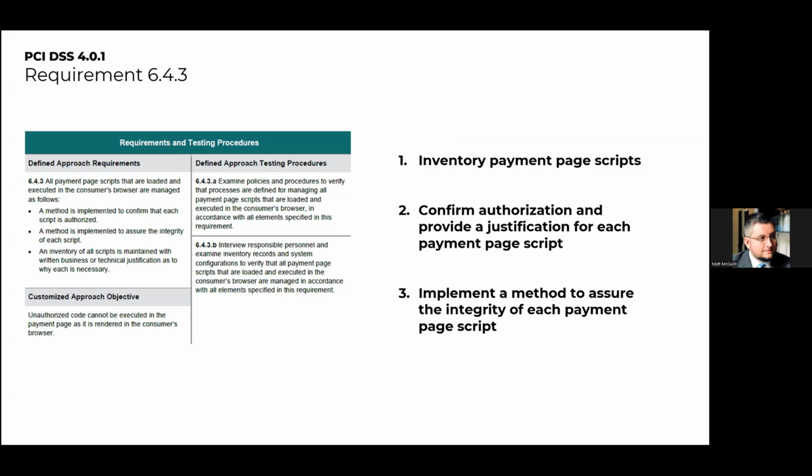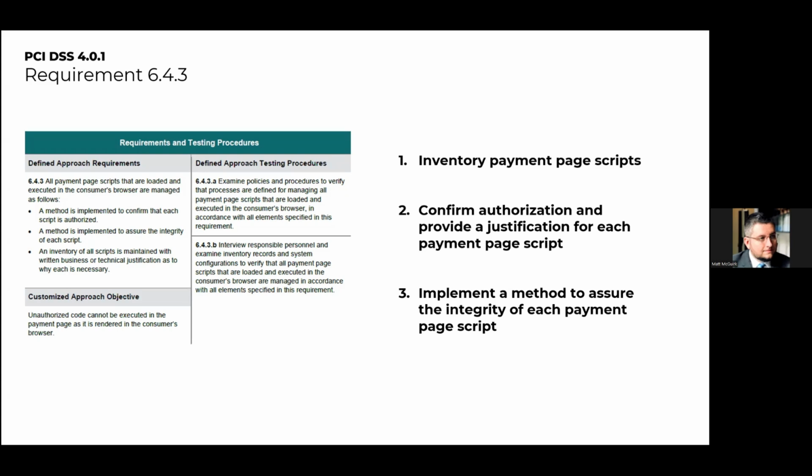So 6.4.3 and 11.6.1 basically, in my opinion, boil down to just a few things. For instance, you have to inventory any payment page scripts. So you have to know what's there, and you have to make sure it's authorized to be there, as well as providing a written justification, a technical or business reason for each payment script to be on the pages. You also have to implement a method to assure the integrity of each payment page script, as we discussed a few minutes ago. So having a way to know if it changes, or if it's doing something bad, or if it's being served from somewhere you didn't expect, and so on and so forth.